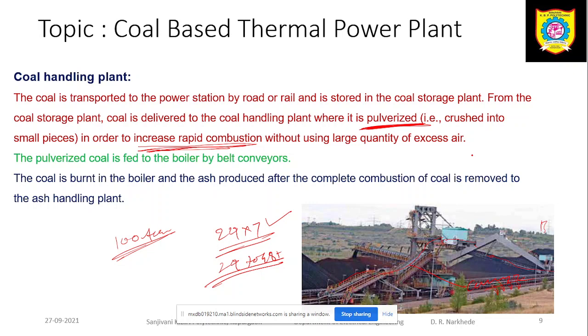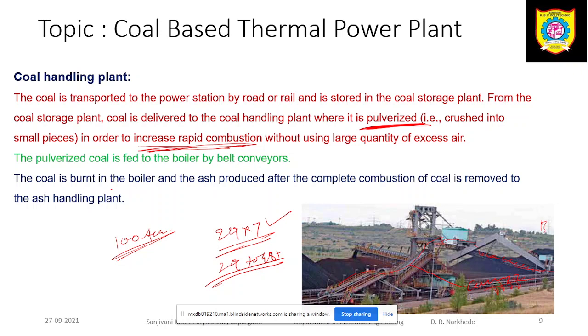The pulverized coal is fed to the boiler by belt conveyor. So now how are you going to put that coal into the boiler? This pulverized coal is fed to the boiler by means of belt conveyor. Here you can see over here, these are the belt conveyors. So after pulverization, this coal, small pieces of the coal, is going to be sent to the boiler.